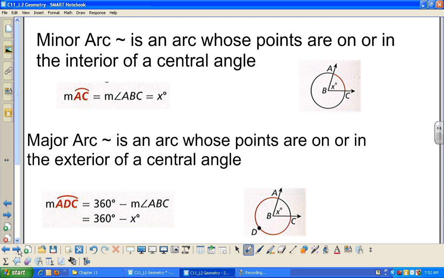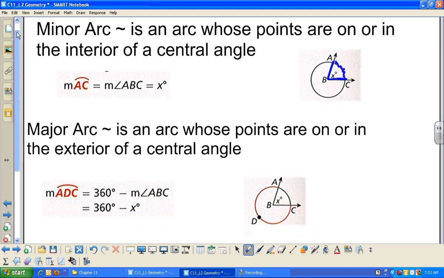In this picture, the central angle is angle x. So my minor arc here would be the arc in between that angle. So the measure of AC is the same thing as the measure of angle ABC, which is x degrees.